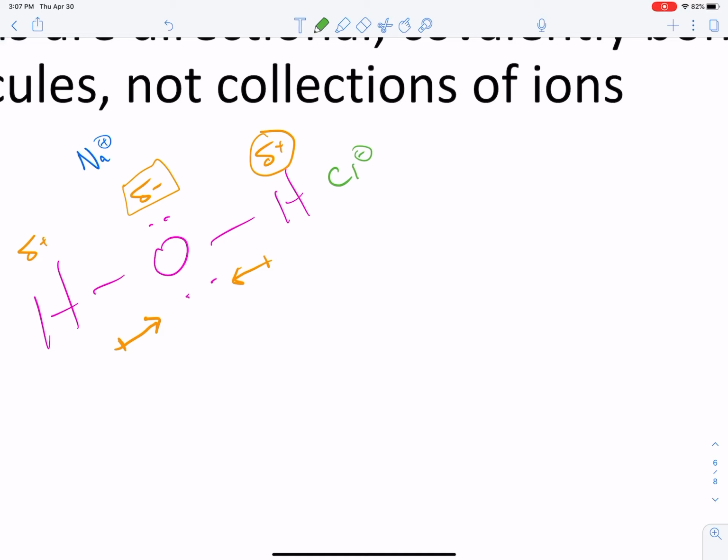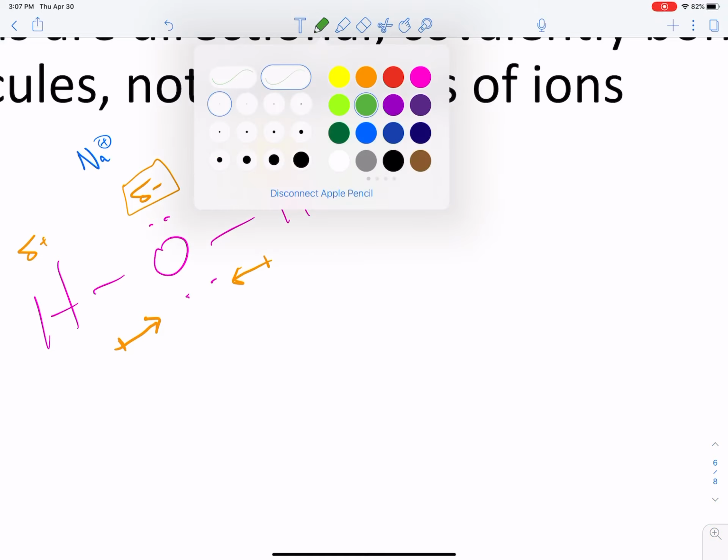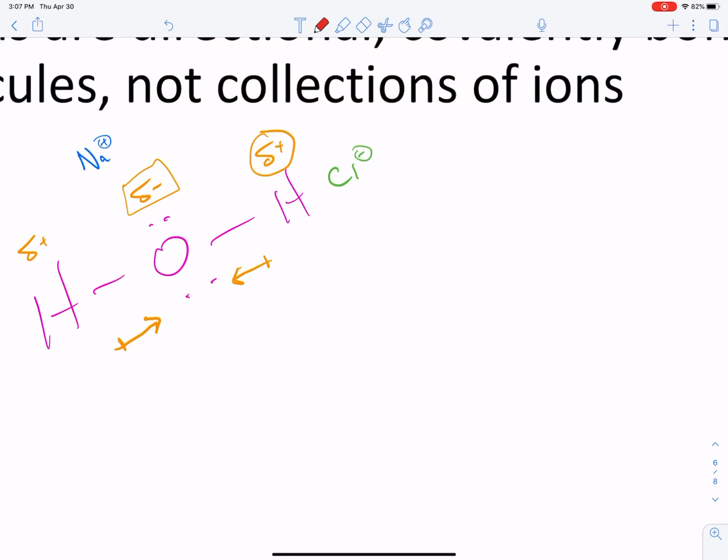Now, the structure of water isn't quite like this, so let me correct that structure real quick. The structure of water looks more like this, where we have an oxygen here, with those lone pairs there, and a hydrogen here, and a hydrogen here. As a result, we have this bent form.